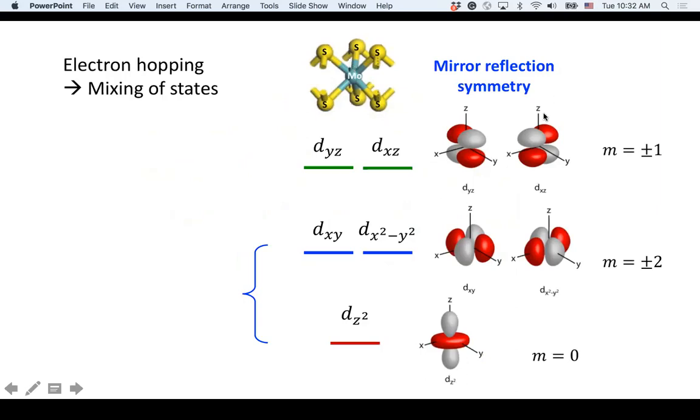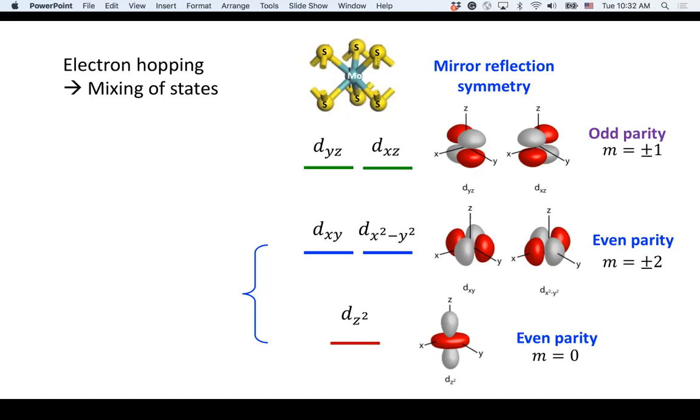If you consider this orbital, you can already see that if you change the z sign, this silver one will become the red one. That means the sign of the wave function will change if you apply the mirror symmetry operation. So m equal to plus or minus 1 has odd parity. But if you look at m equal to plus or minus 2, if you flip the sign of z, they will just be the same. So this set has an even parity. When you look at dz squared, it is also even parity.